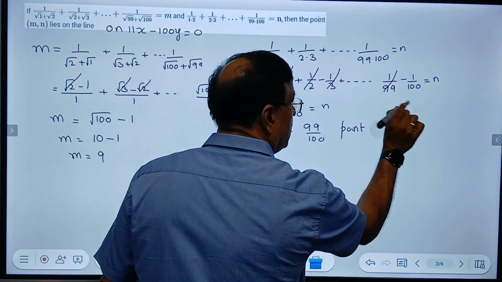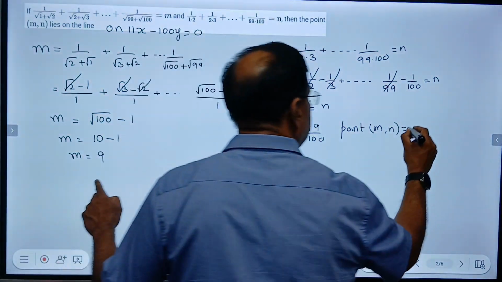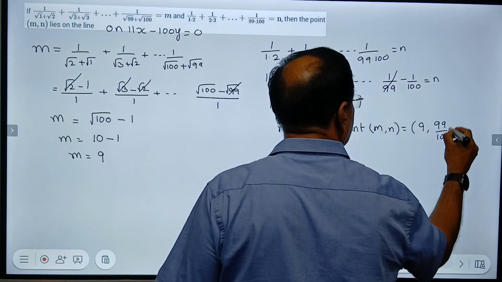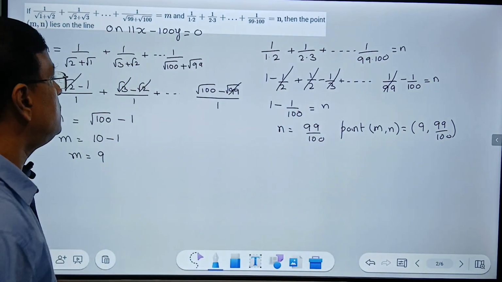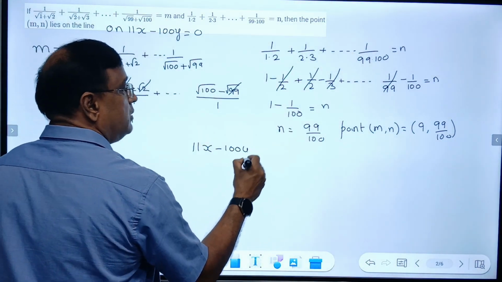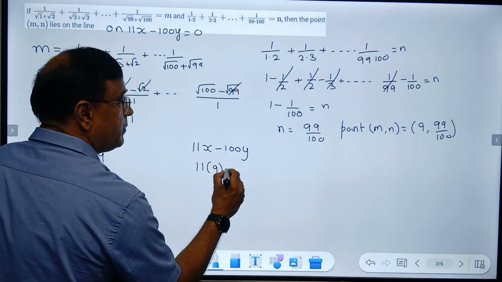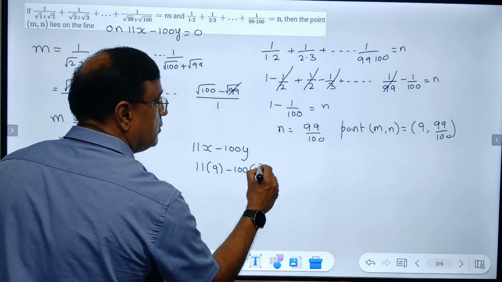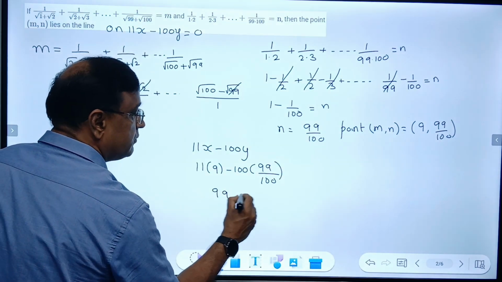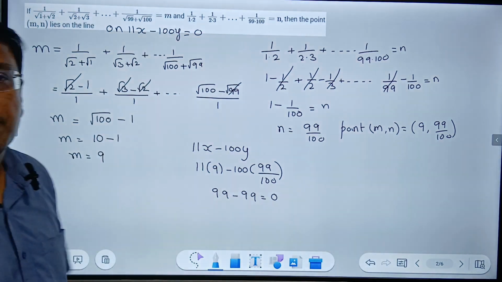So what is the point (m, n)? Point (m, n) is: m is 9 and n is 99 by 100. Now what do you do? You take this line. What is this line? 11x minus 100y, and substitute that value and see whether it satisfies. 11 into 9 minus 100 into 99 by 100. So I get 99 minus 99 equal to 0. It satisfies the equation.